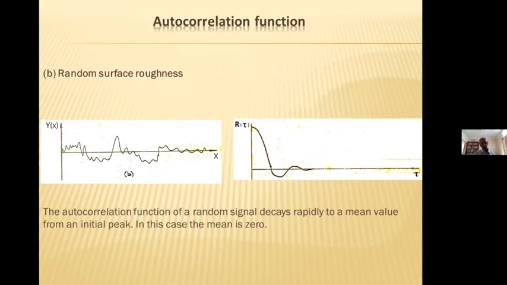So if we get an autocorrelation function of the signal or the reference, which starts with a very high value and then settles down or rapidly decays, then we can declare that the surface to be random. So this is one way of characterizing the surface roughness.